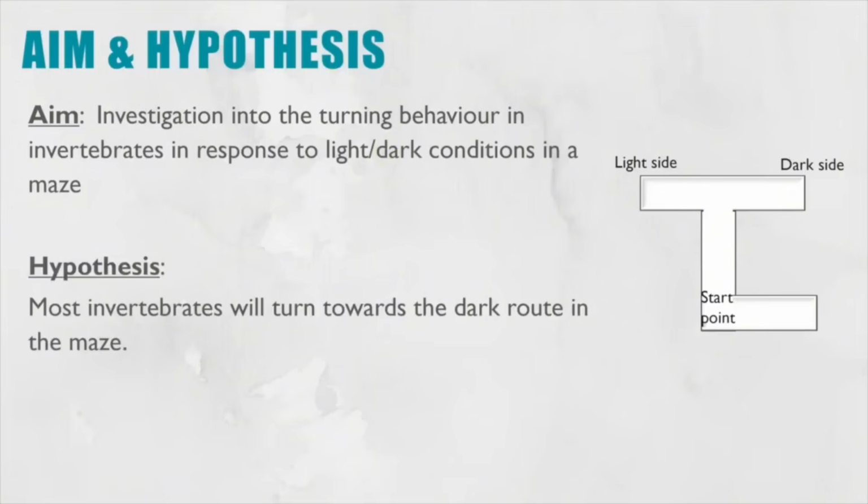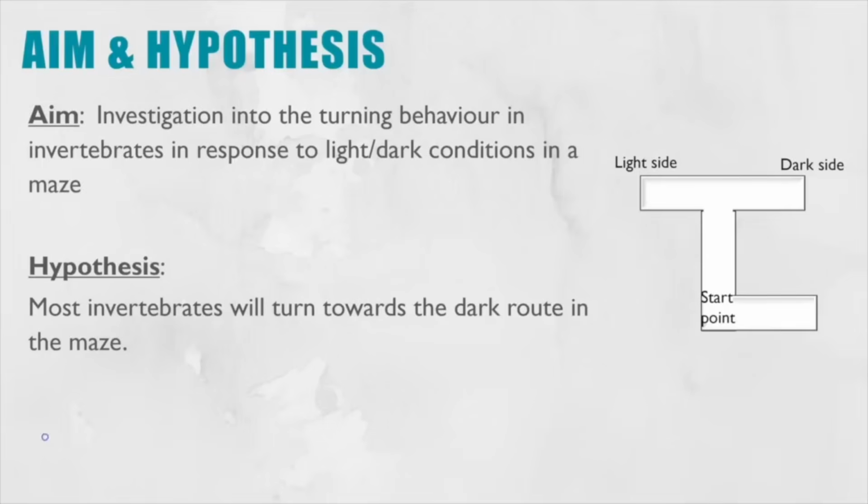The hypothesis is what I'm going to predict will happen. Now I'm going to predict that if we put the woodlice here one at a time at the start point, most of them will take the route that goes towards the dark side. That's because dark is more favourable because they're less likely to dry out and they're more hidden from predators. So that's my aim and hypothesis.